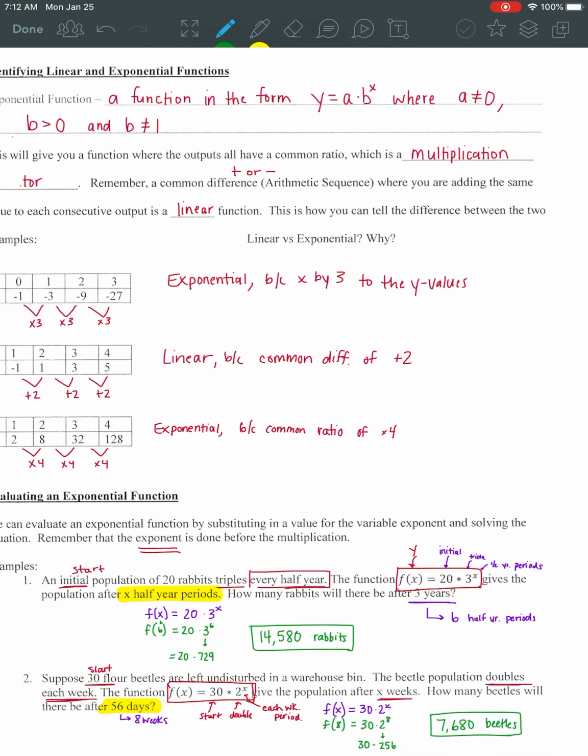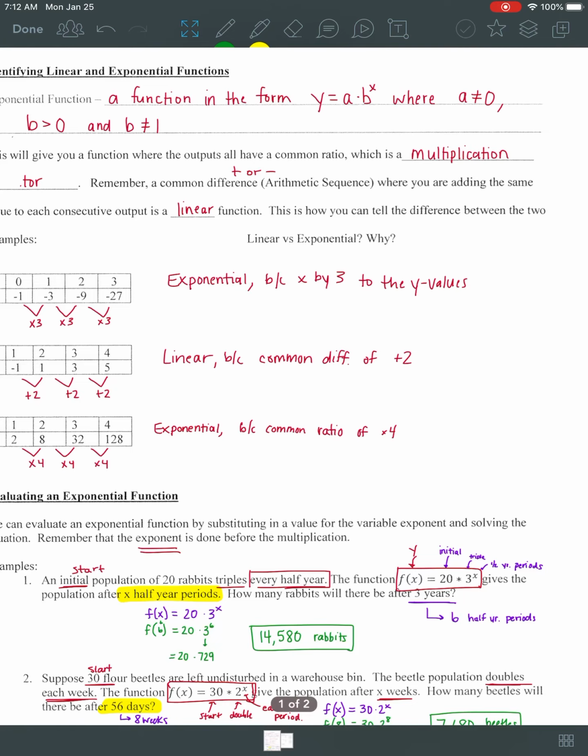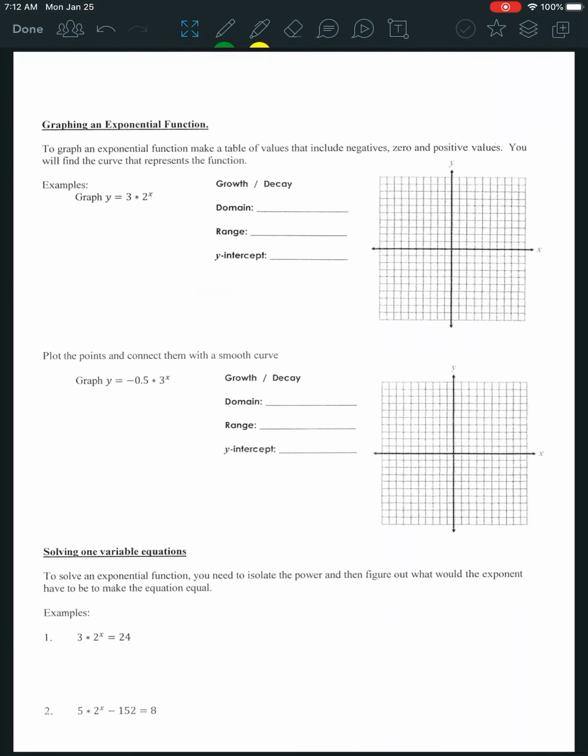And you may use your calculator for those powers and multiplication. So 2 to the 8th power, you could plug that into Desmos. Okay? So that's some examples with exponential growth in real life.